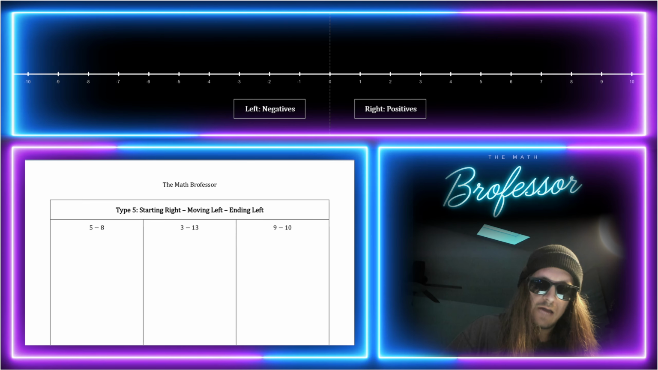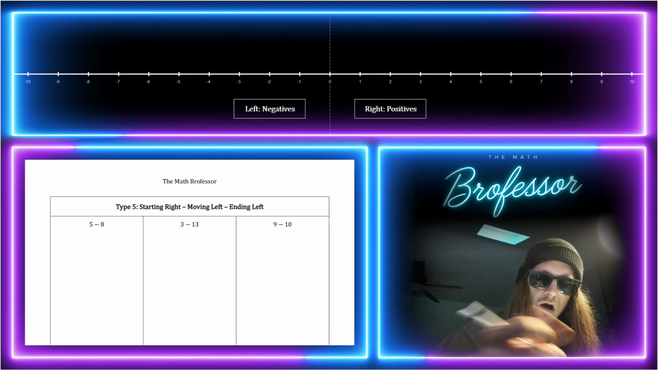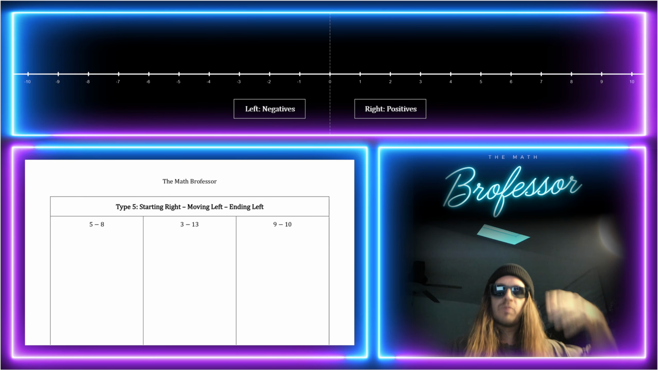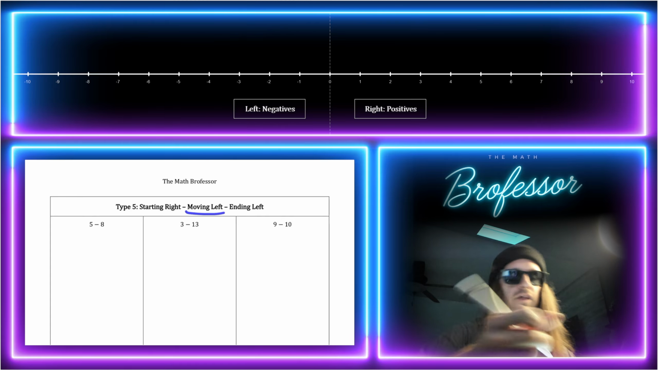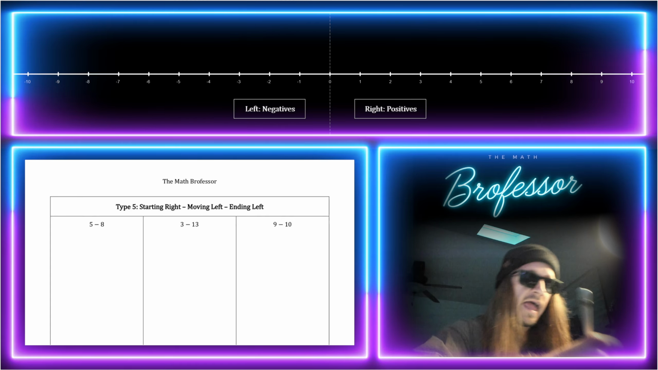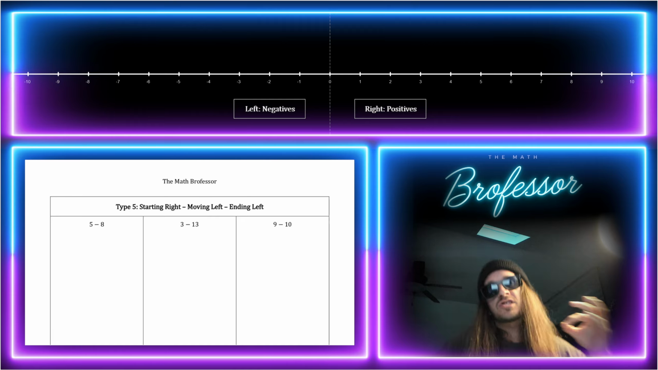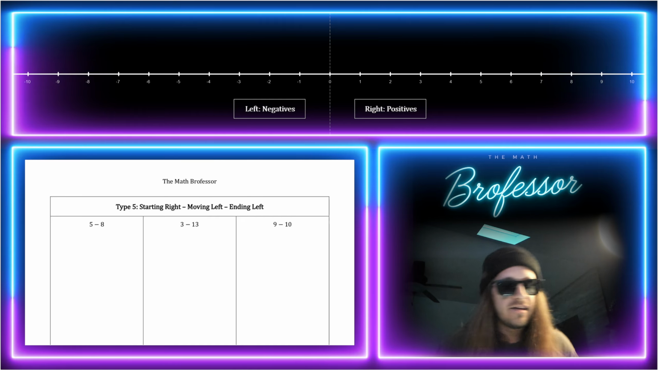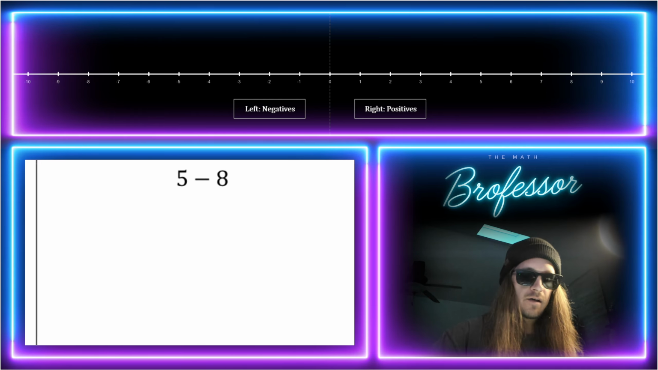All right, type 5. I'm calling this type 5. That is, we're going to start on the right side of the number line. We're going to start on the positive side. We're going to move left, but we're going to cross 0 and end up left. Essentially, we're going to start positive, subtract, but end negative. Let's see what that looks like.